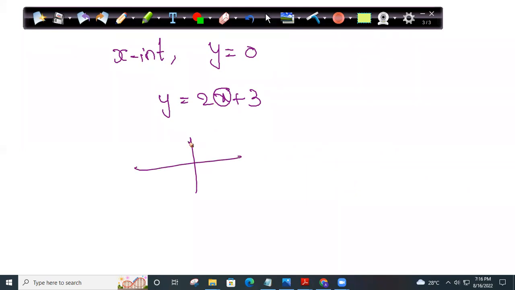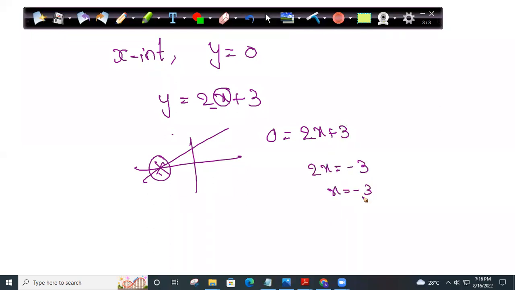If I want to find x-intercept, you just need to plug in y equal to 0. Suppose the function is y is equal to 2x plus 3. The x-intercept is the point where the graph is intersecting the x-axis. Just plug in y equal to 0: 0 equal to 2x plus 3, 2x is equal to minus 3, x is equal to minus 3 by 2. So this point is minus 3 by 2 comma 0.